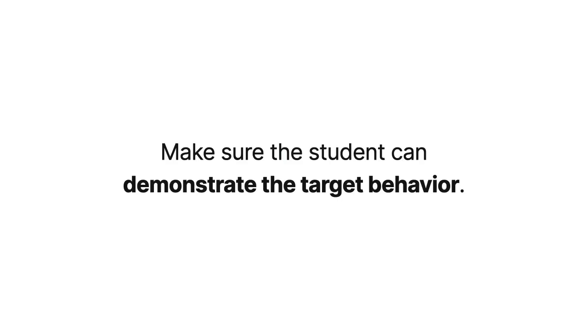It's also important to make sure the student can demonstrate the target behavior. In other words, that the student has the prerequisite skills necessary to demonstrate the desired behavior, and that the behavior is age and developmentally appropriate. If a student doesn't know how to write their name, then tacking it onto a sequence isn't going to be much help. It's very important to use clear and concise language.